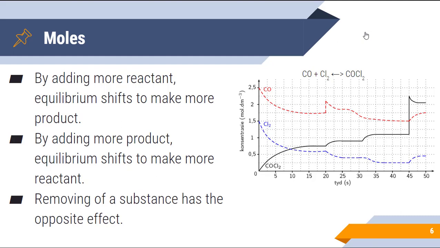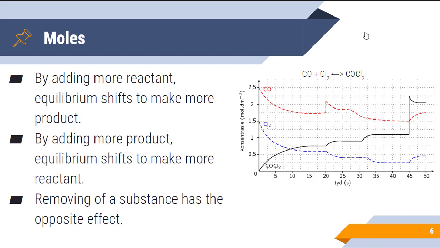By adding more product, equilibrium shifts to make more reactant. So if I add more COCl2, then equilibrium shifts to make more reactant. So if we take a look at the diagram here, when we added CO, so we added a reactant, notice what happened to the COCl2. It went up. That's because when we add more CO, we end up producing more product.